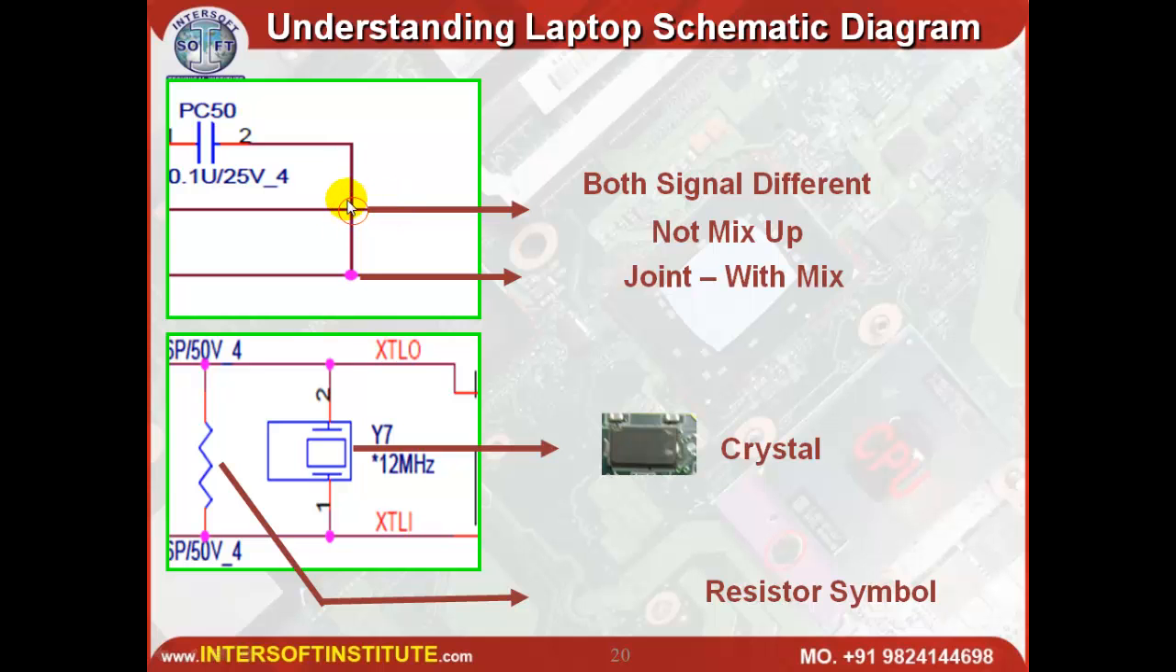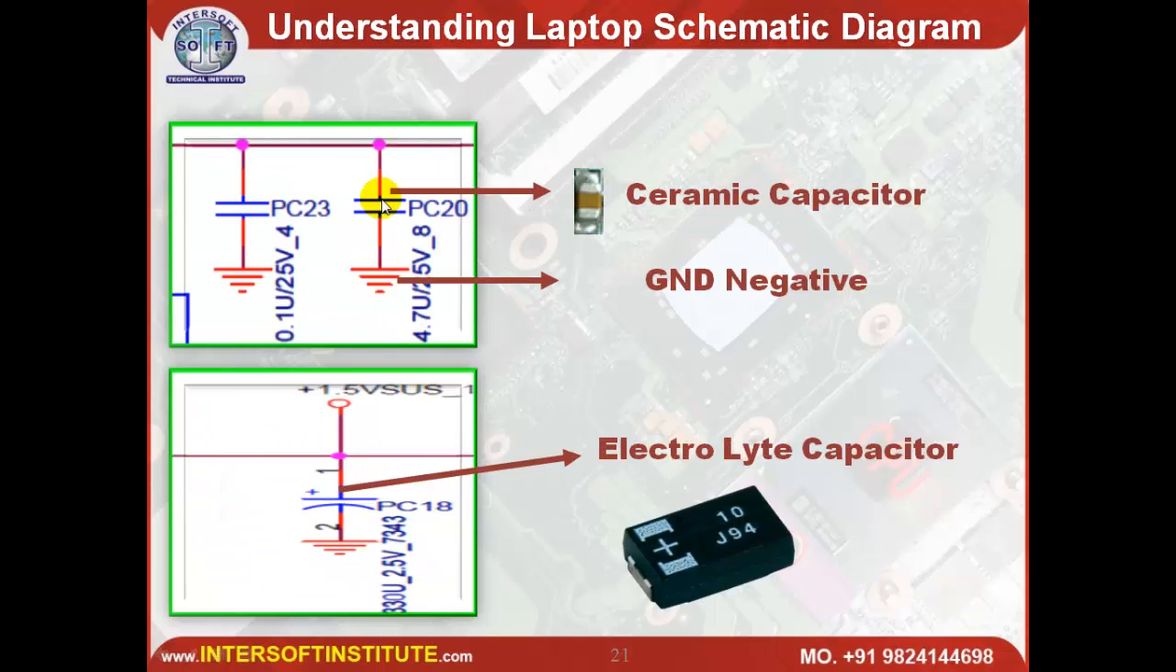There is no joining, and here it is joined with the bottom line, like this is a joint. Another symbol is for the crystal, and this symbol is for the resistors. You can find this is a ceramic capacitor. If this symbol is given as PC20, here it will be written PC20 like that. And this symbol is for the electrolytic capacitor, and this symbol is for ground, neutral, negative.